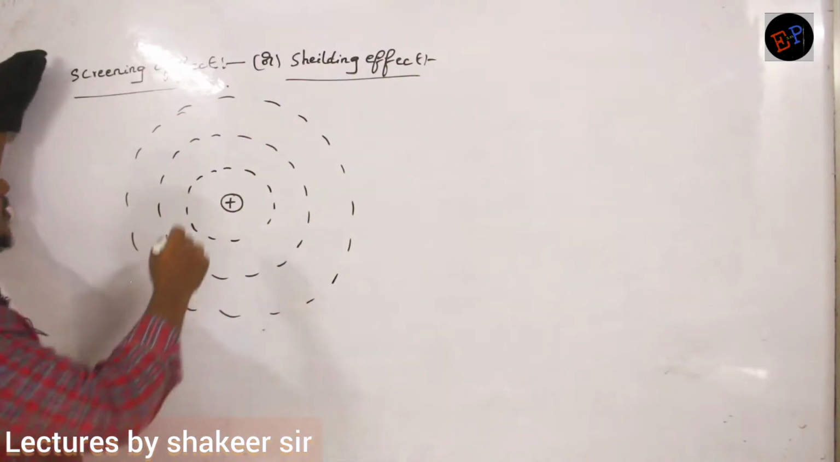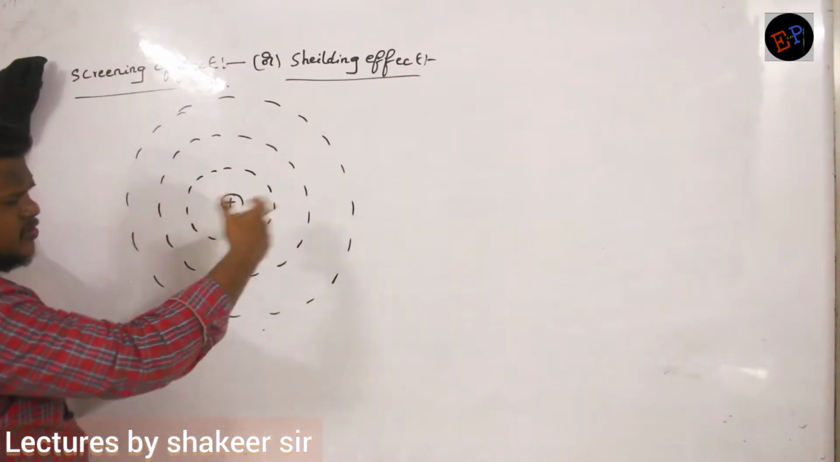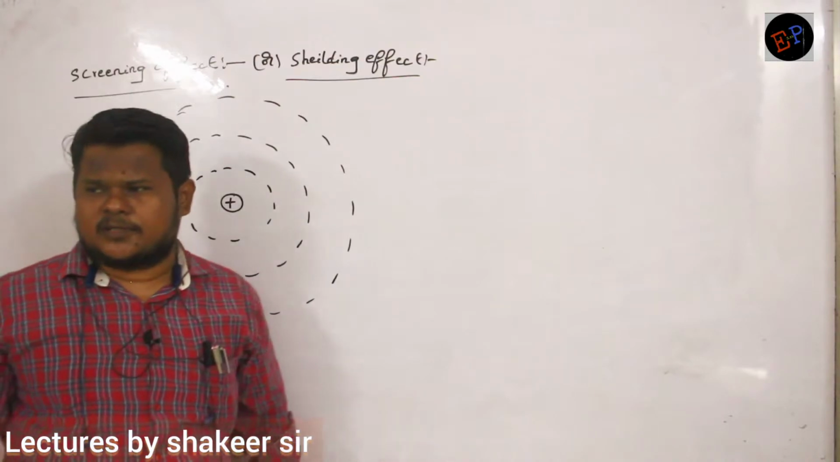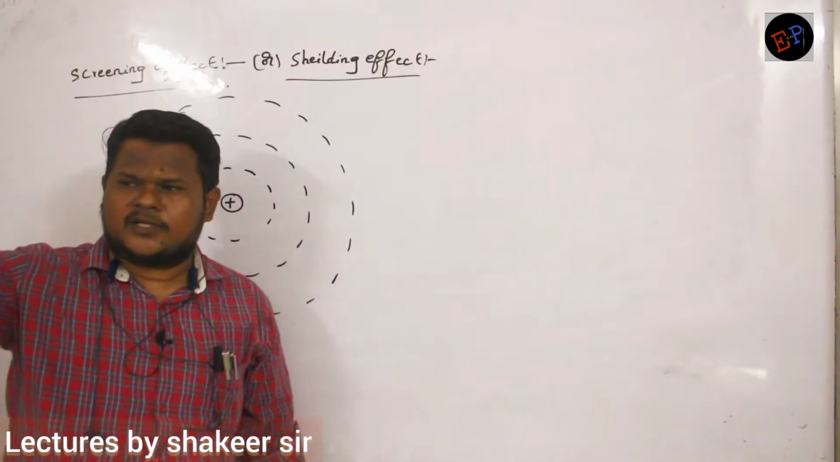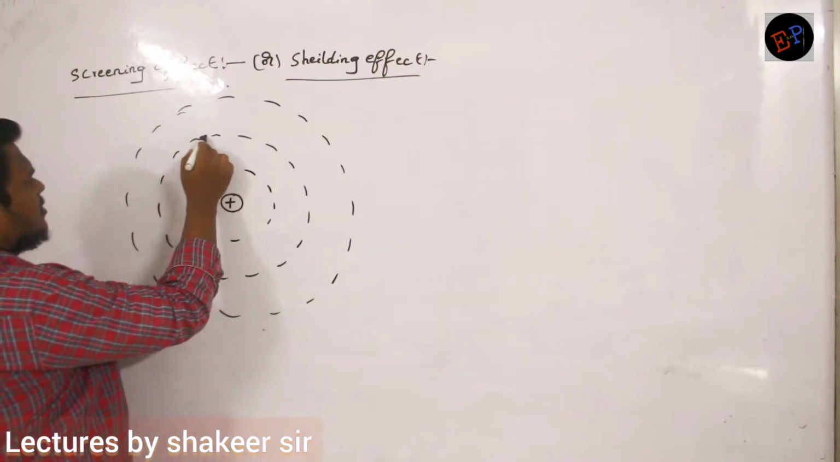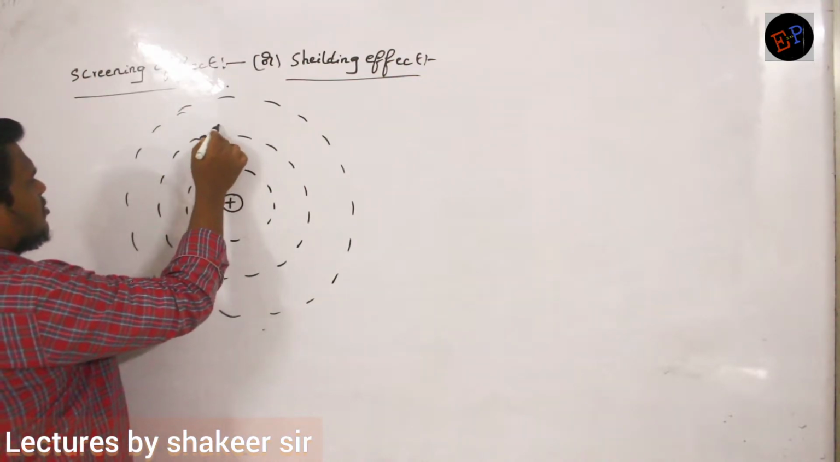Now if you take the electrons which are present in a particular shell, you can take any shell. It is not that we have to take only the outermost shell. Second shell, third, fourth, fifth, any shell you can take. For example, let us take this middle shell. So here there is an electron.